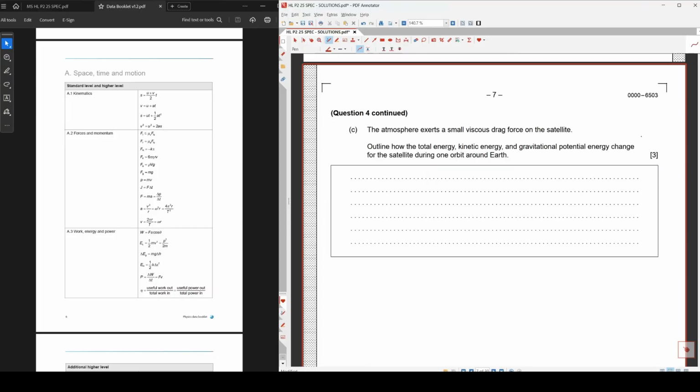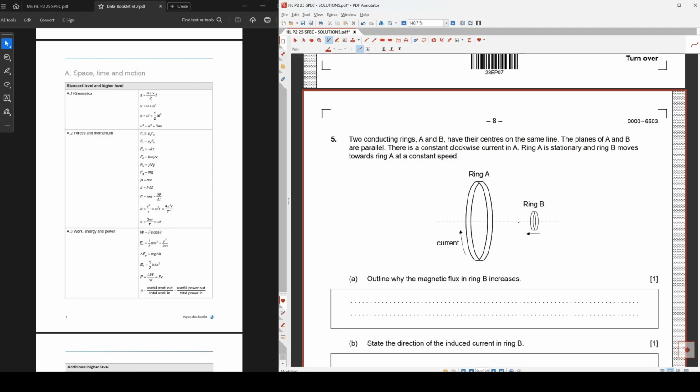Oh, this was in Mr. Brown's video of things you absolutely definitely need to know for the IB exams for HL people: how the energies of a satellite work. And I studied them and I know them, so I'm going to do that.